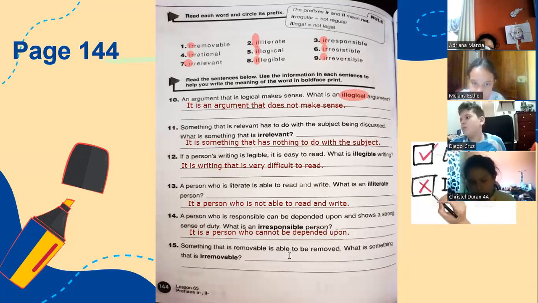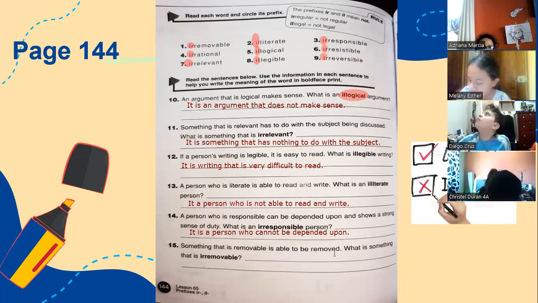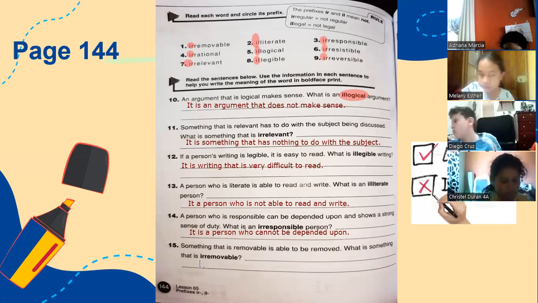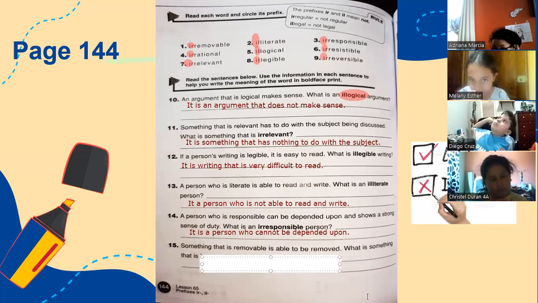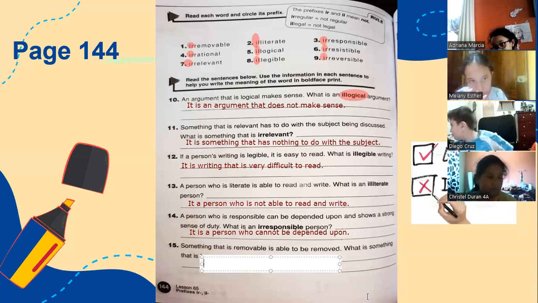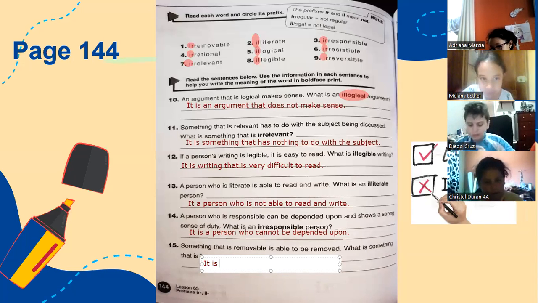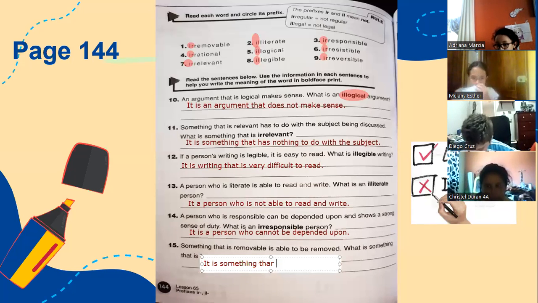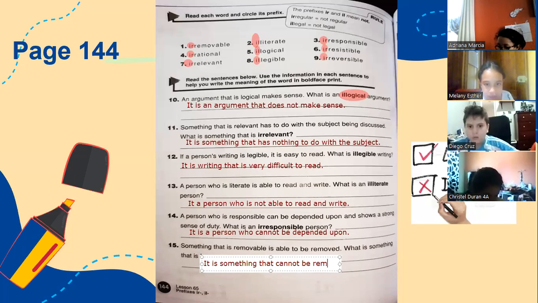Something that is removable is able to be removed. Like our clothes are removable because we can remove our clothes and change for other clothes. But what is something that is irremovable? It is irremovable. It's something that cannot be removed. The bathroom, please. We are finishing this one. Hurry up.